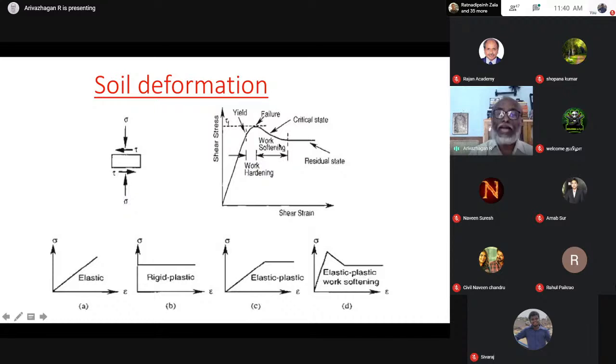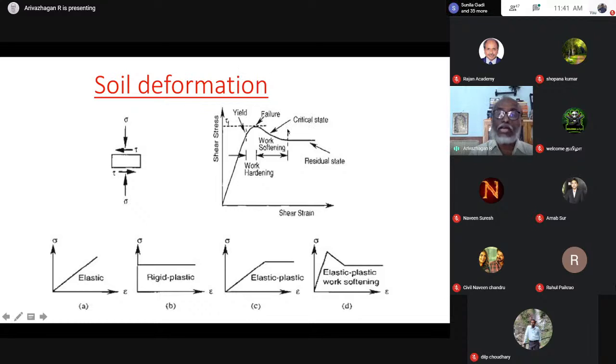Failure planes may develop before the critical state or after the critical state, leading to a constant shear strength called residual shear strength. This is the residual shear strength. The residual strength is achieved only with a larger shear strain, but it is not common for all types of soils. It is a general definition of the critical state.